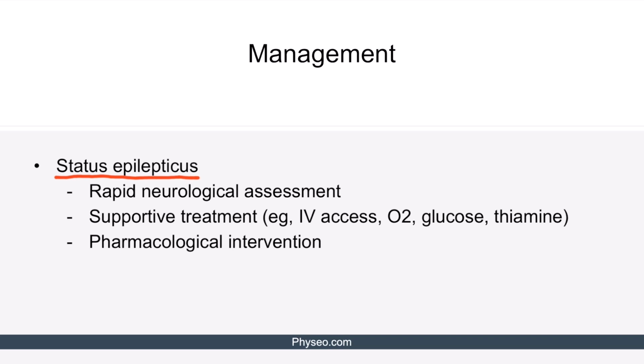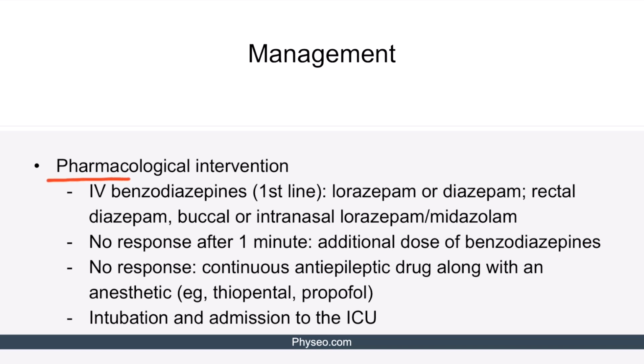So a benzodiazepine. Again, you need to abort the seizure. You're not expecting oxygen or glucose or thiamine to do anything to stop the seizure. You need to stop it, because if it goes on for longer than 5 minutes, it's really damaging to the brain. Now, what is that pharmacologic intervention?